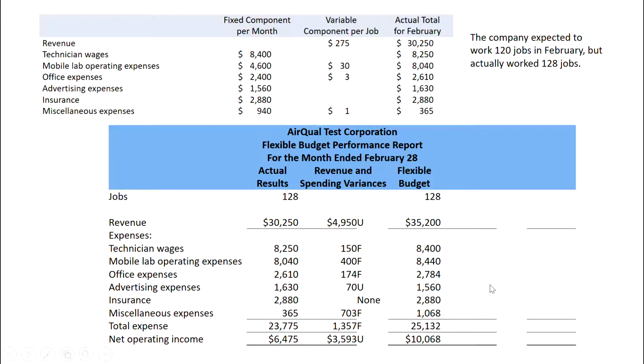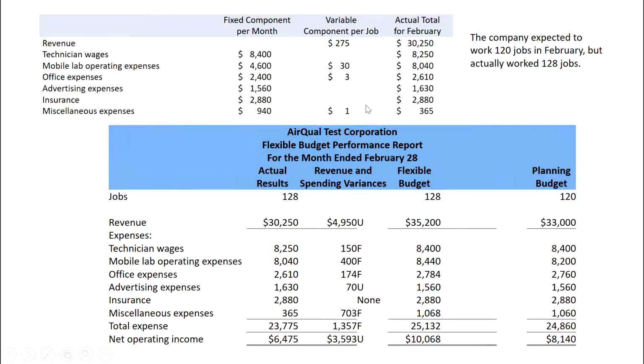So let's go ahead and start to finish off our flexible budget performance report. Our column all the way here to the right is going to be our planning budget. We're going to use the exact same formulas that we use for a flexible budget, but this time instead of using the actual activity level 128, we're going to use our plan or static budget number of jobs of 120, what we thought we were going to use originally.